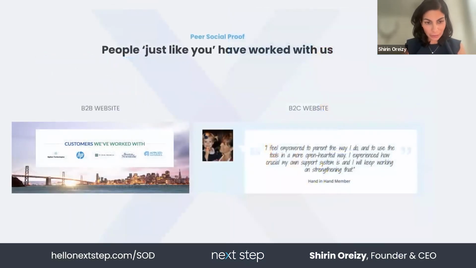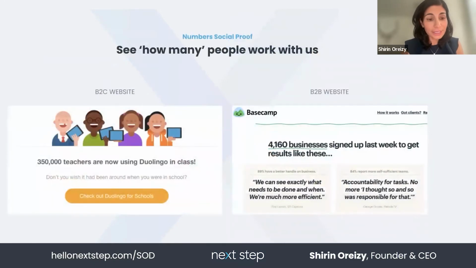So what you can see here is on a website for B2B, we're using logos of companies similar to the ones that they want to attract, or we might be using a testimonial and a real image from an actual user on a consumer site. This is some examples of using numbers social proof on both a consumer site as well as a B2B site. We're really showing thousands or hundreds of thousands of people that are using the solution.